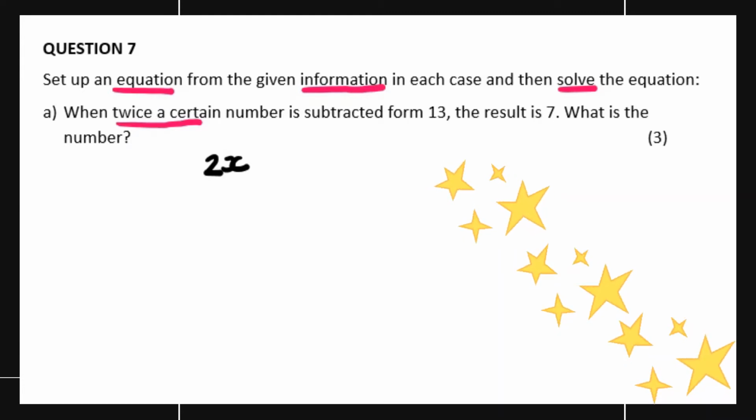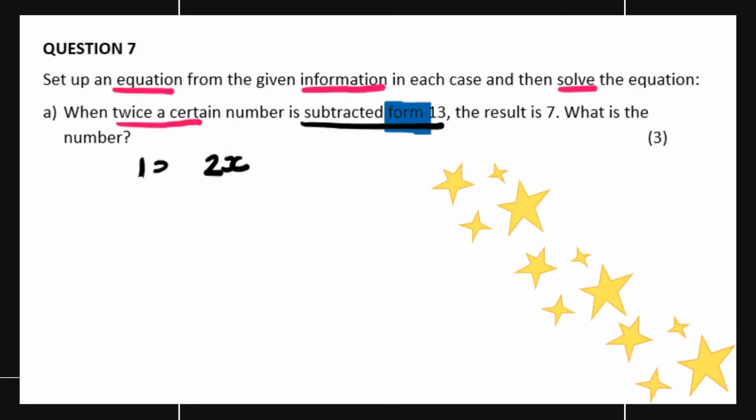The next part of this states that we need to subtract it from 13. Our keyword is from, which means that this 13 must come first. So we would write 13 minus 2x. Results is equal to 7. Now we have set up our equation and all that is left is to solve it.